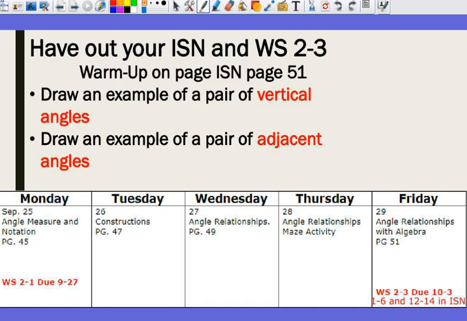Draw an example of a vertical pair. A vertical pair of, do not throw things in my class. So you took my tape, you wasted my tape, now you're throwing it on the floor.